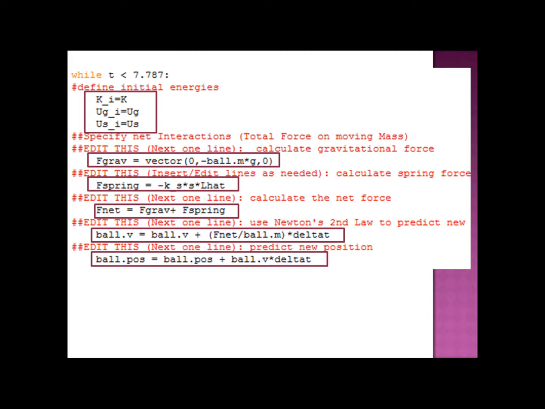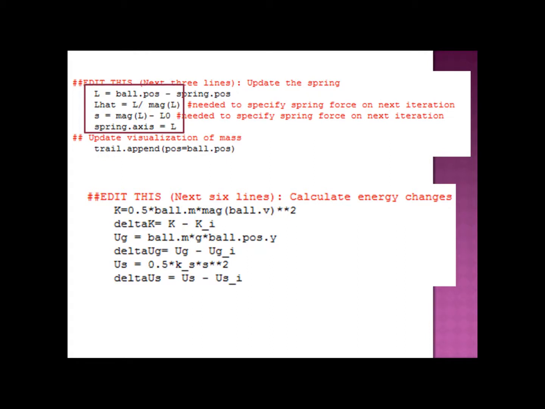Here, I predicted the new position of the spring system at each new time interval. Then the spring is updated. The position of the spring changes, and so does the stretch and the compression. These lines here make the spring move and update the visual aspect.